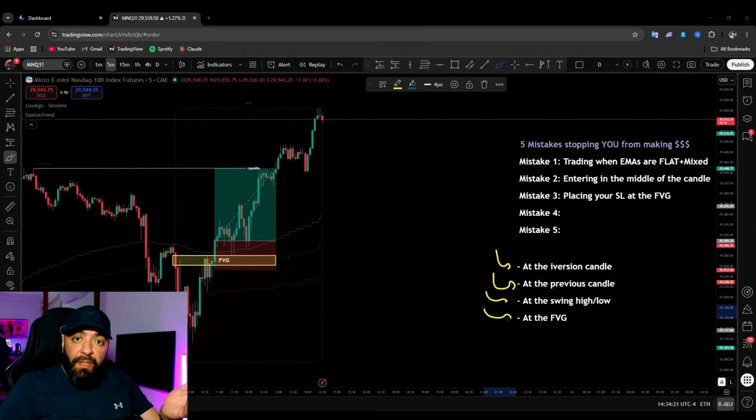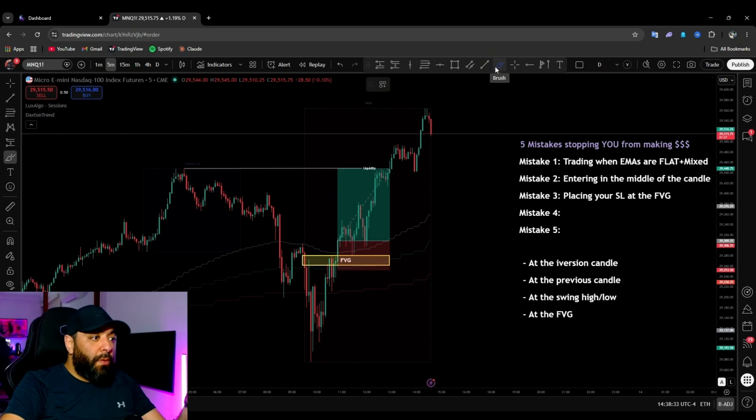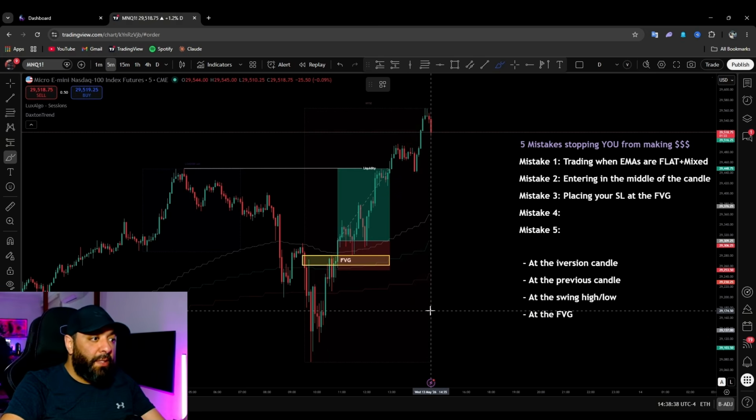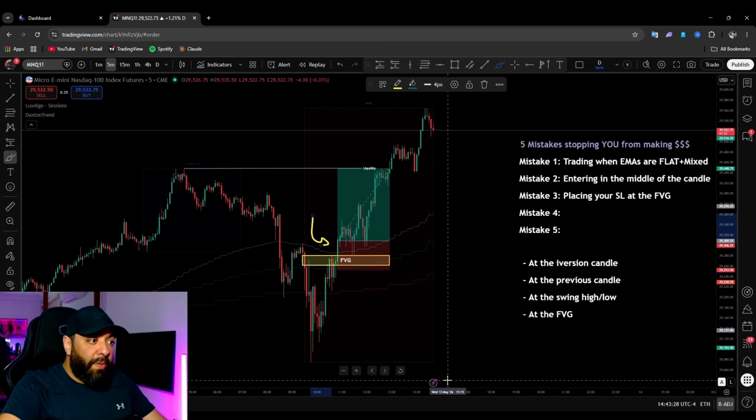You already know that the stop loss is not a suggestion. It must be placed at the exact point where the setup is no longer valid. So on today's trade, it made sense placing the stop loss under the FVG and under the inversion candle, simply because this was a strong momentum candle.